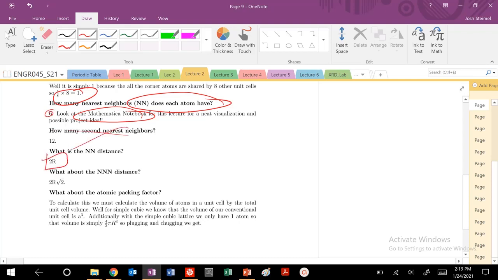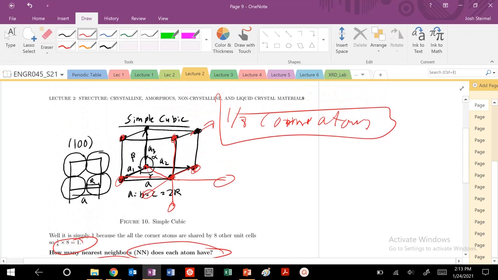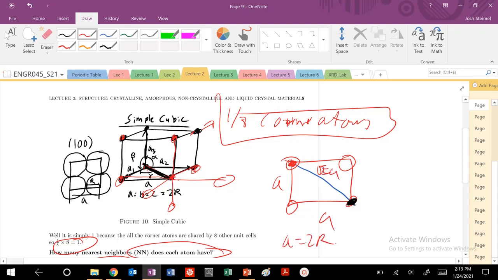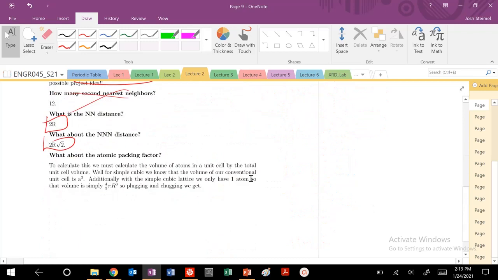Second nearest neighbors, you don't really need to know this too much. Nearest neighbor distance is always 2r. The second nearest neighbor, or next nearest neighbor distance, you can imagine here, this would be my next nearest neighbor distance. I'm going to draw this in black, and that's across my diagonal. So we need to go back to our geometry here. For this atom, the next nearest neighbor distance would be right here. If we're looking at this distance, the blue here, we know that this is a. So this distance is going to be √2 times a, and we know that a is equal to 2r. So get ready for some geometry here.